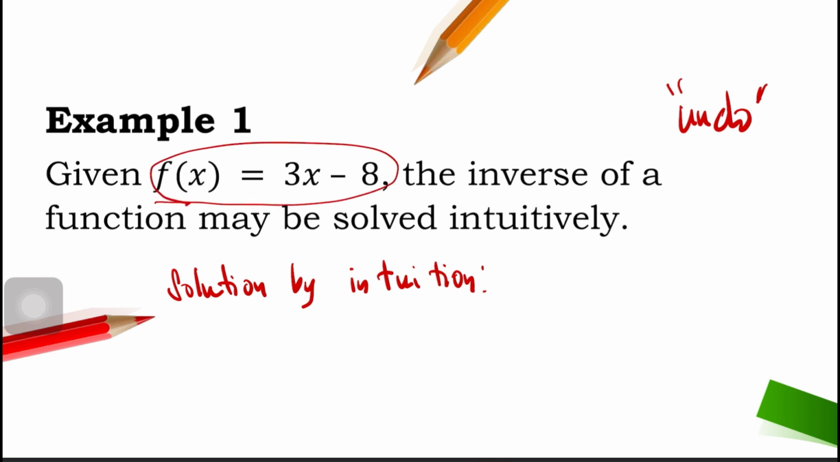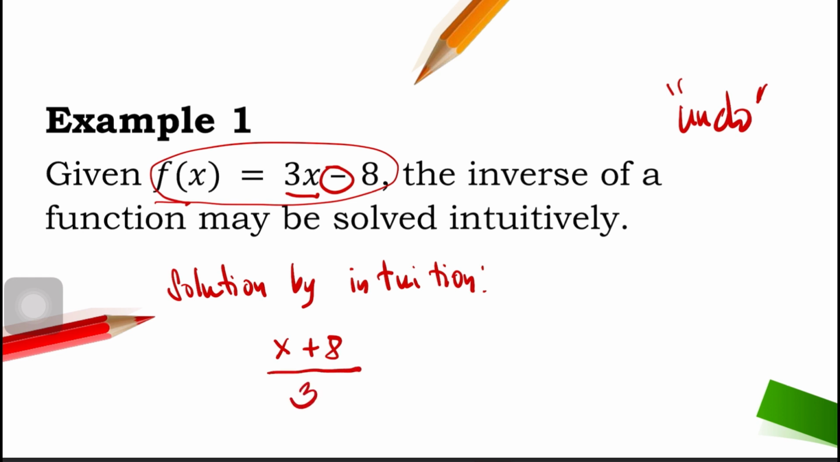Given the function f of x is equal to 3x minus 8, the last operation for our step 1 is subtraction. So the inverse operation of which is addition. So therefore, our solution by intuition now is, let us add 8 to x. And that is now x plus 8. Now, step 2. The second to the last operation performed is multiplication. That is 3x. 3x means 3 times x. So the inverse operation of multiplication is division. So, let us divide x plus 8 by 3.